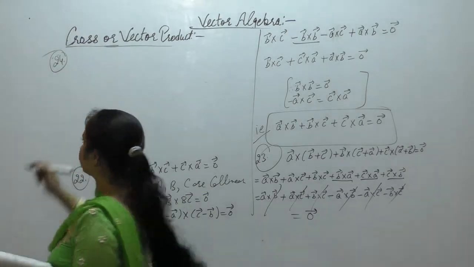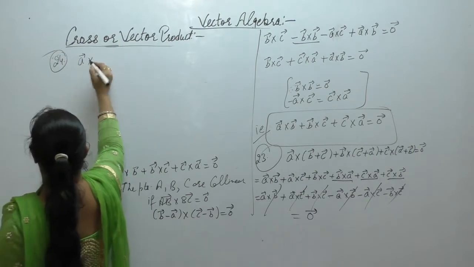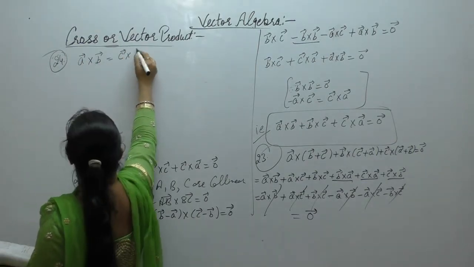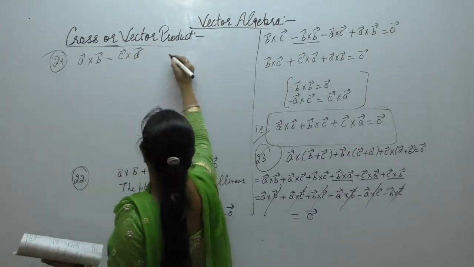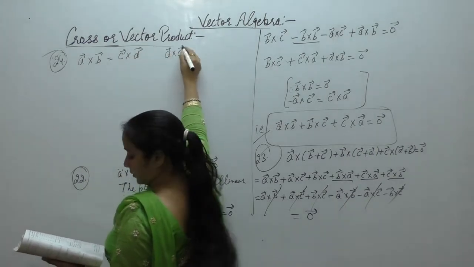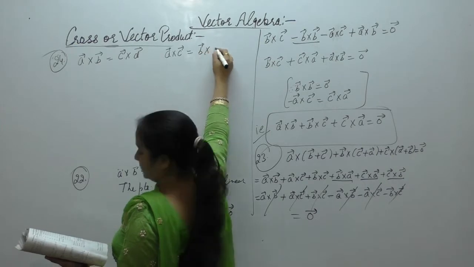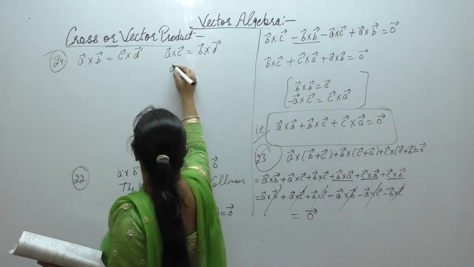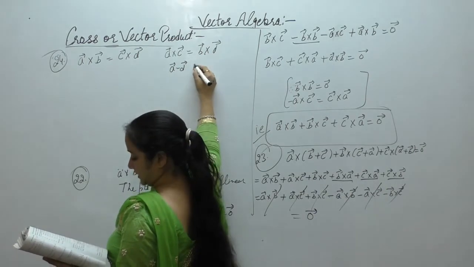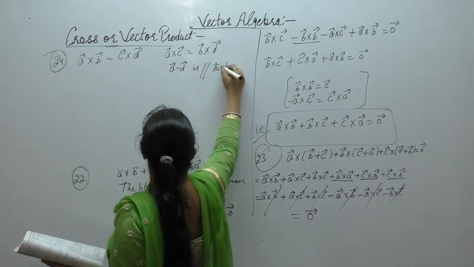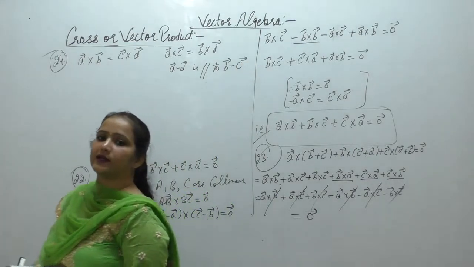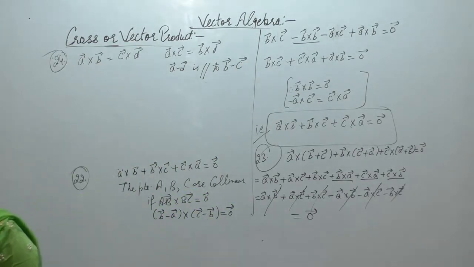If A vector cross B vector is equal to C vector cross D vector, and A cross C vector is equal to B cross D, show that A vector minus D vector is parallel to B vector minus C vector, where A vector is not equal to D vector and B vector is not equal to C vector.